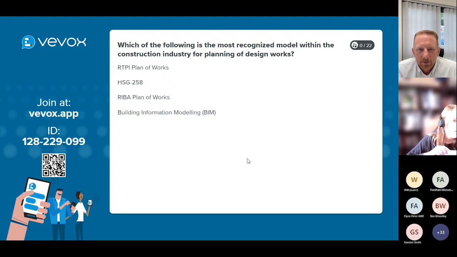Which of the following is the most recognized model within the construction industry for planning of design works? Oh, Adrian, you're going to have to take over on this one.